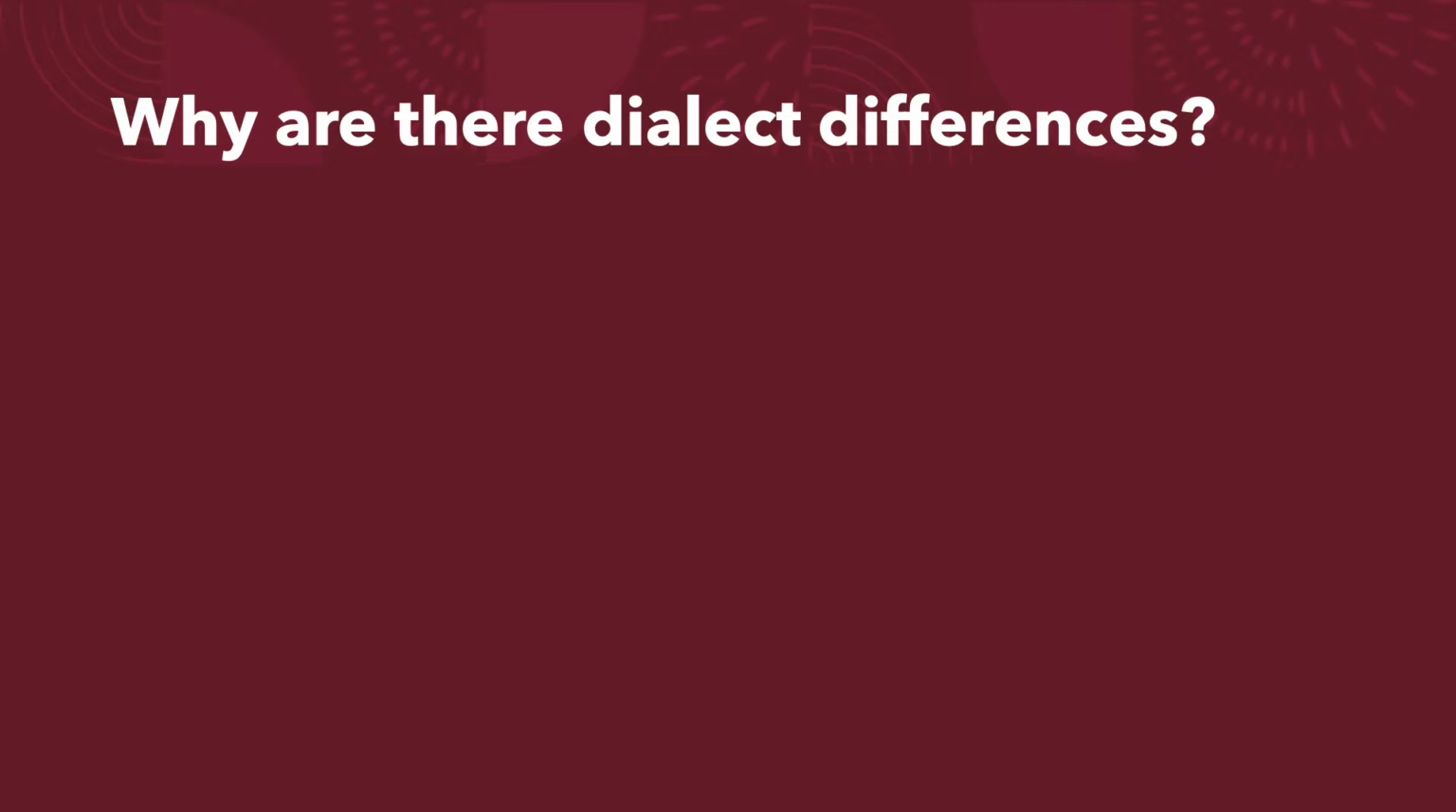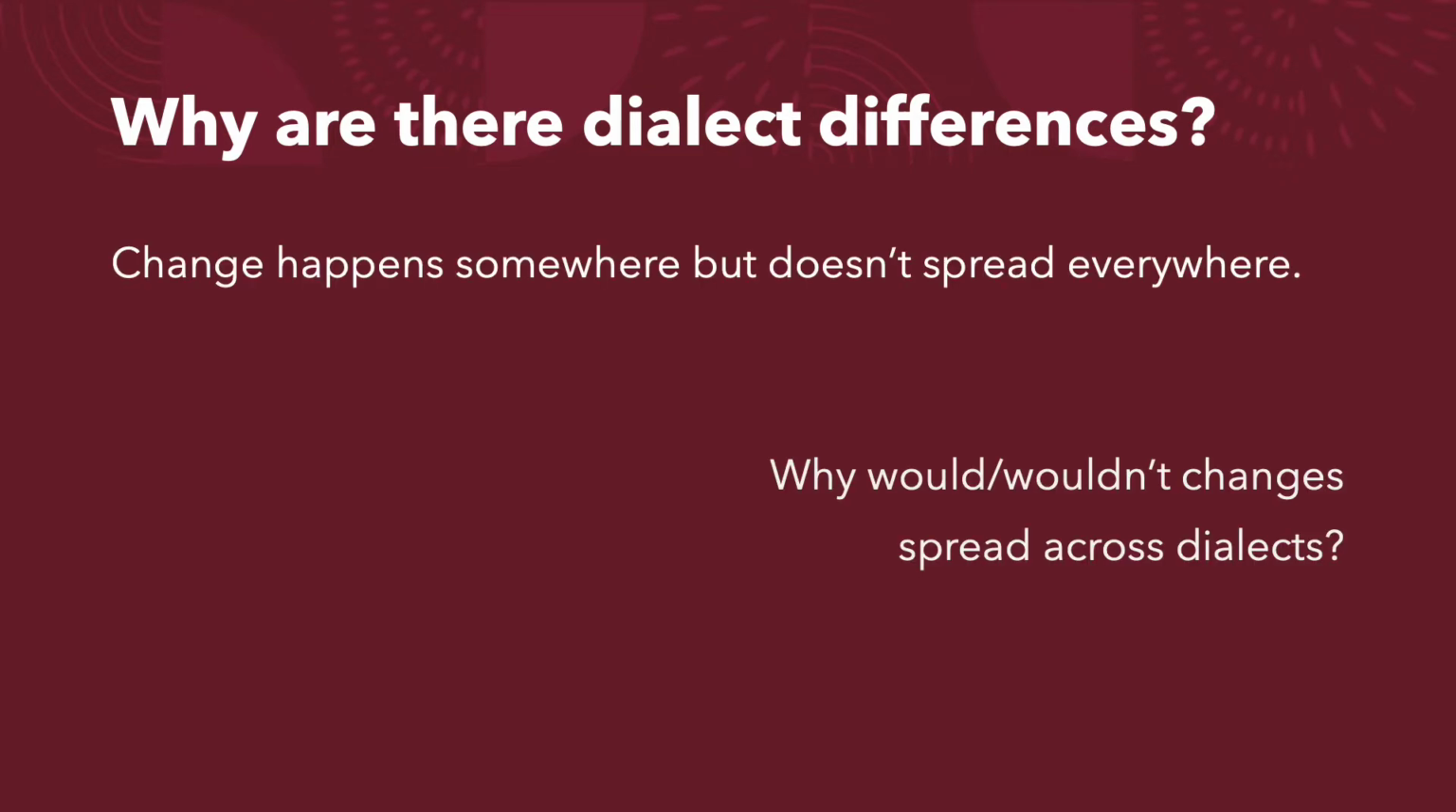I want to begin with a very simple kind of overview question: why are there dialect differences at all? The basic explanation is something like this. A language change happens in some community. They begin to use a new word or a new pronunciation, something like that. And that innovation doesn't spread to other communities, which creates a linguistic difference across those communities. Of course, we want to ask why a change might fail to spread, and actually this is part of asking why changes normally do spread.